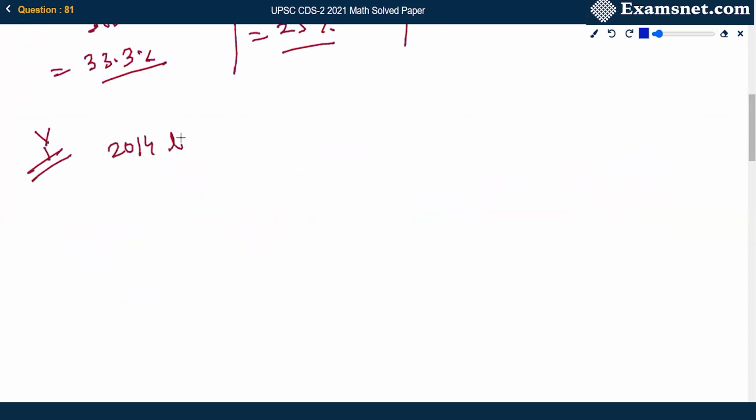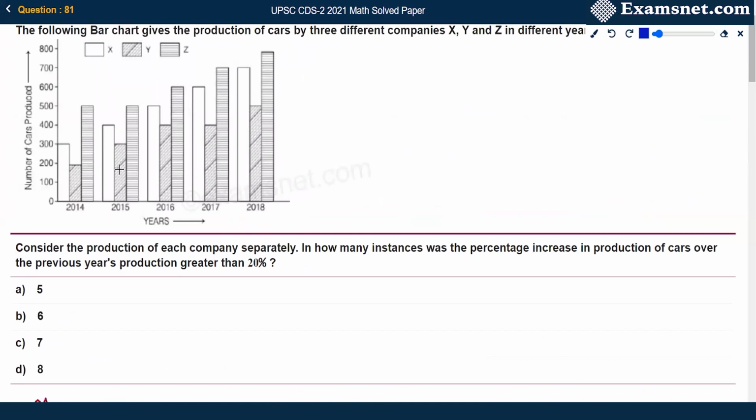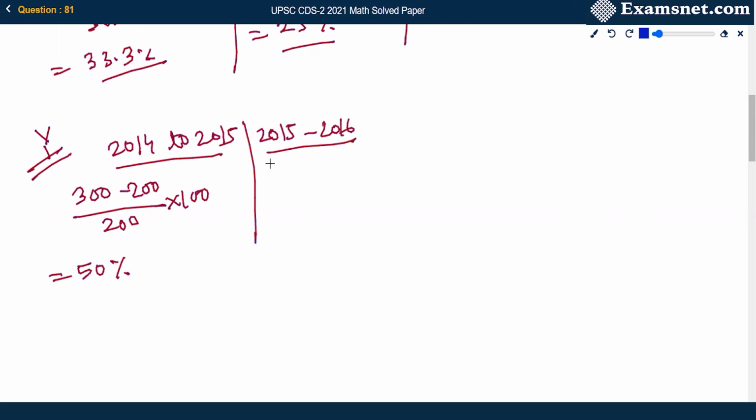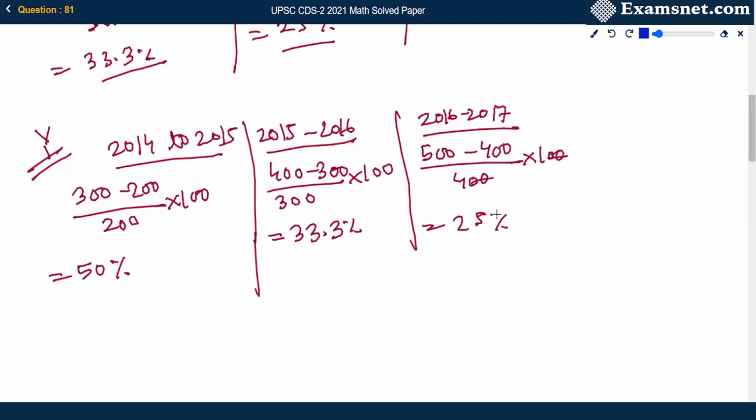Okay. So 2014 to 2015. Look, 2014 it was 215, it becomes 300. Correct. So this way you will check for each case and find the percentage increase, okay, by the formula. So it will give you 50%. 2016, 300, 100, so 33.3%. 2016 to 2017, 500 minus 400, 100, so it will become 25% again.